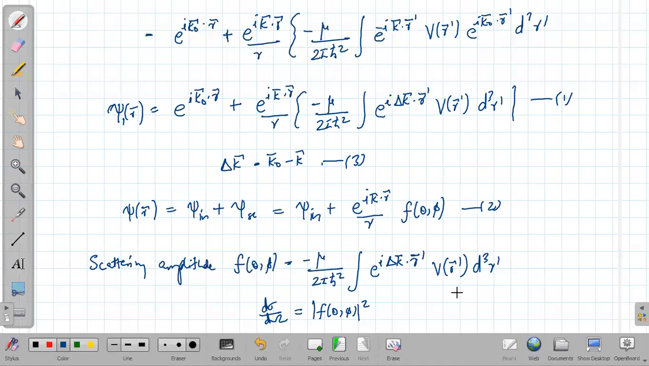So what would be our scattering cross section? It would be given by mu square upon 4 pi square h cut raised to 4, then modulus of integral e raised to i delta k dot r prime v of r prime d cube r prime, whole square. So next we can simplify this integration.